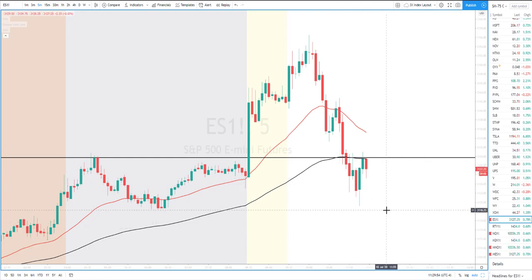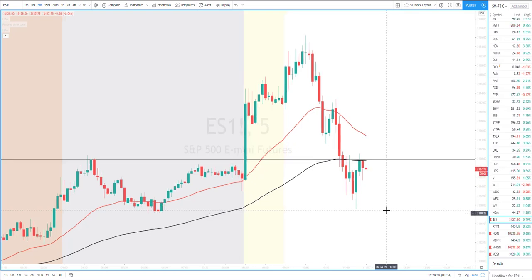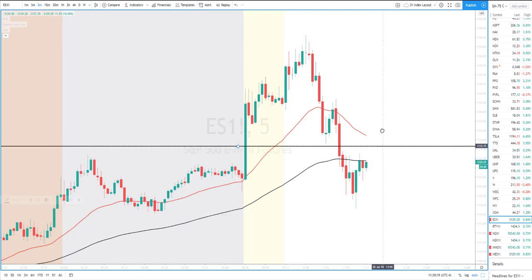Now, a little background on the open range. It's been around for a long time, and there are a lot of different ways to do an open range trade strategy. When I first was introduced to it, it was a 1 hour open range. So the market opens at 9:30, and you wait for 1 hour to go by. So at 10:30, you then mark the highest point in that hour, and you mark the lowest point in that hour.